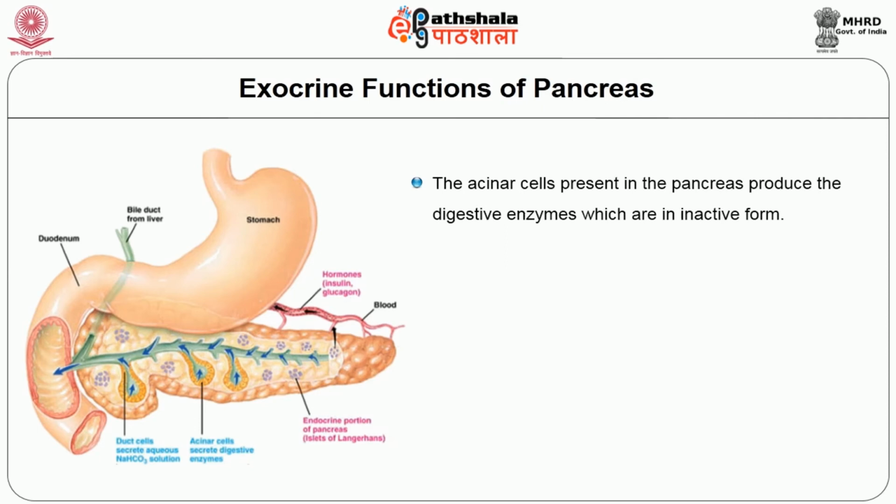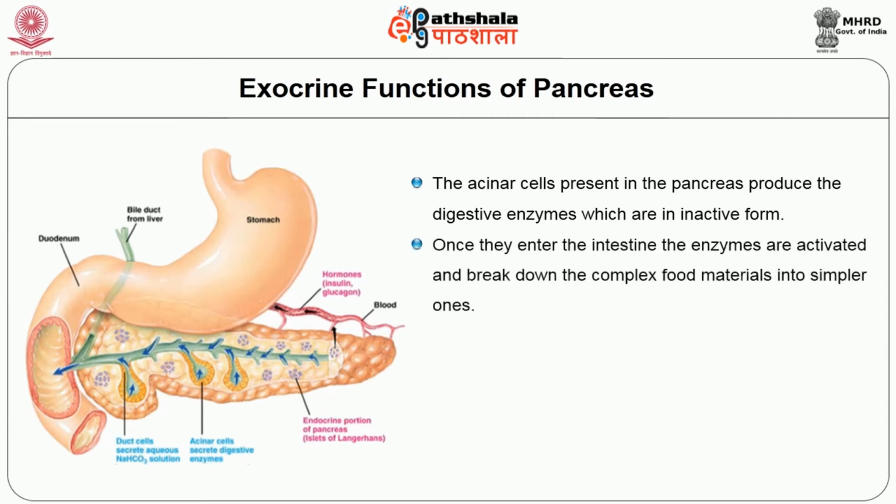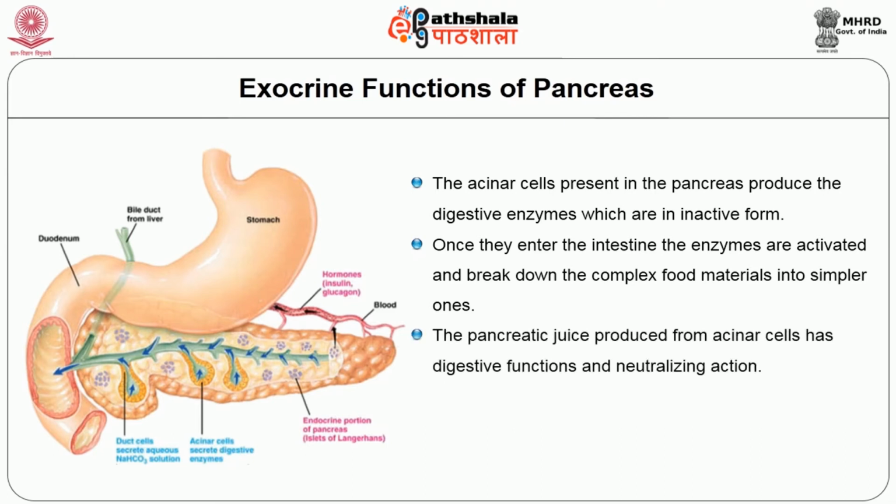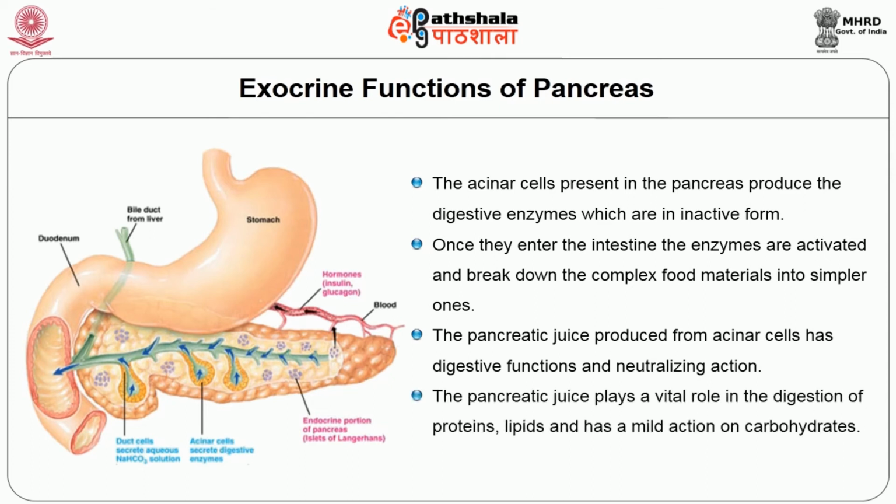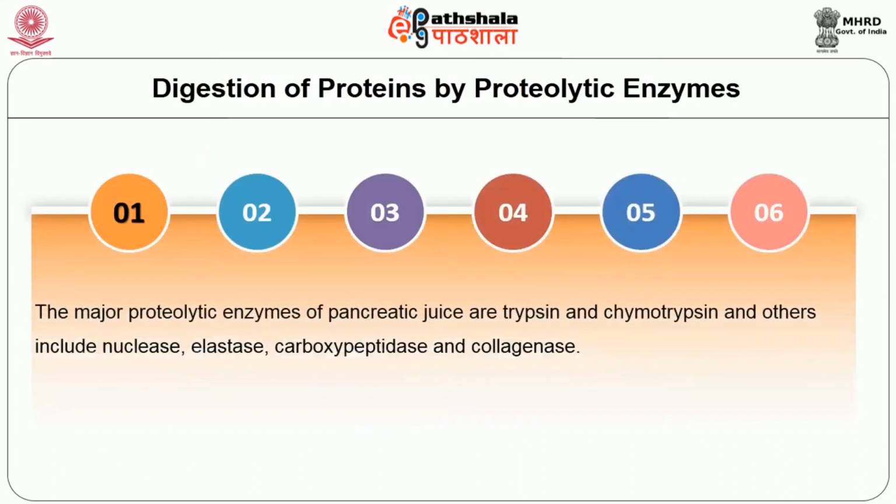The acinar cells present in the pancreas produce the digestive enzymes which are in inactive form. Once they enter the intestine, the enzymes are activated and break down complex food materials into simpler ones. The pancreatic juice produced from acinar cells has digestive functions and neutralizing action. The pancreatic juice plays a vital role in the digestion of proteins, lipids, and also has a mild action on carbohydrates. The digestion of protein by pancreatic enzymes plays a very important role in breaking down the proteins.